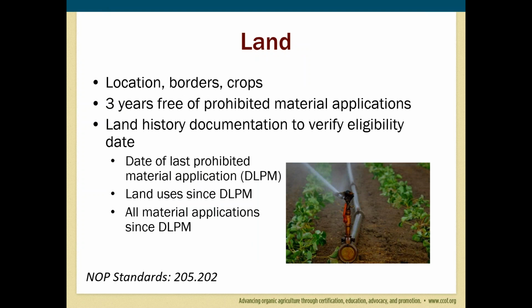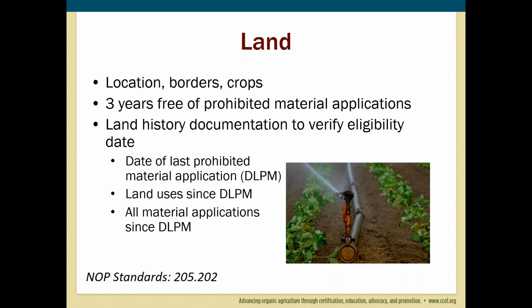Okay, now moving on to land. We've been here already and covered the basics about how you might maneuver the 3-year transition. Now getting into what you would actually provide in your OSP, and I think this speaks to one of the questions we had. So for each location where you plan to produce organic crops, you're going to need to provide, first of all, just basic information about where the field is, its acreage and borders. This is going to generally involve a map, and then the crops you grow.